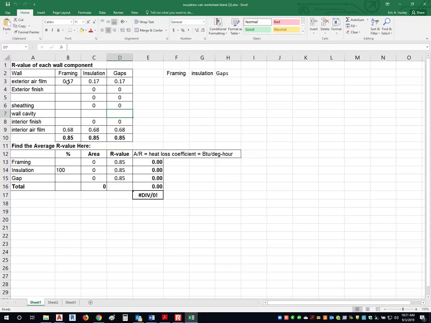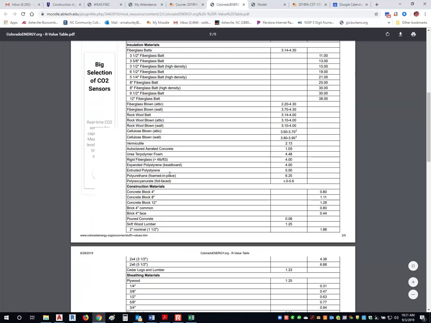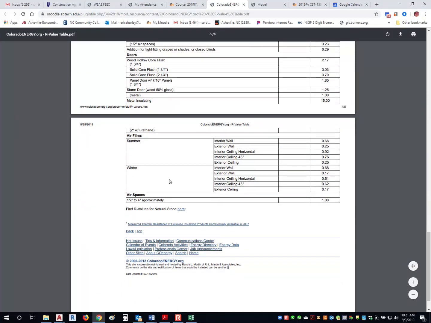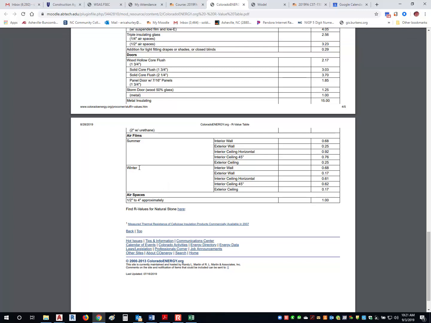you can obviously see that I've already added in a couple of factors here. The 0.17 is the exterior air and the interior air film is 0.68. I get that from the very bottom of the page here on our R value table, and I am always going to figure out for winter, because our winters are usually colder than our summers. So I'm going to use the interior wall of 0.68. I'm going to use an exterior wall of 0.17. Okay, and that's where I get those.